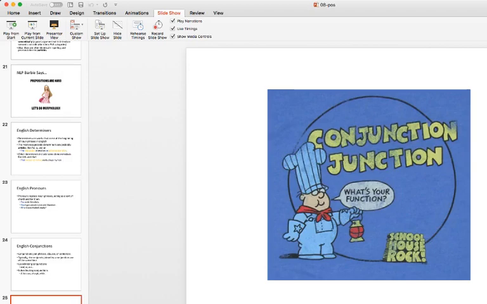So this is part of my childhood. None of you are old enough to remember this, but Schoolhouse Rock was what brought me to the scientific study of language. And conjunction, junction, what's your function? I would sing it to you, but I have no sense of pitch.